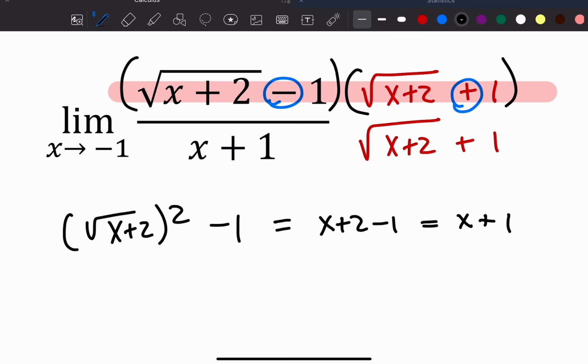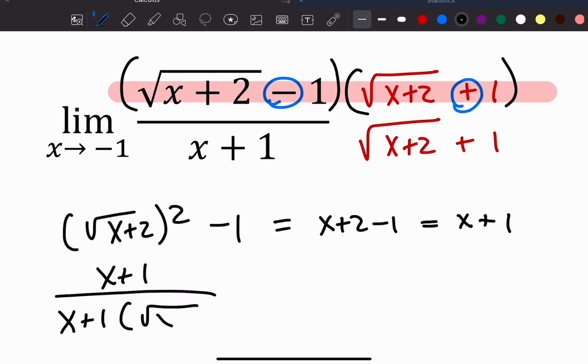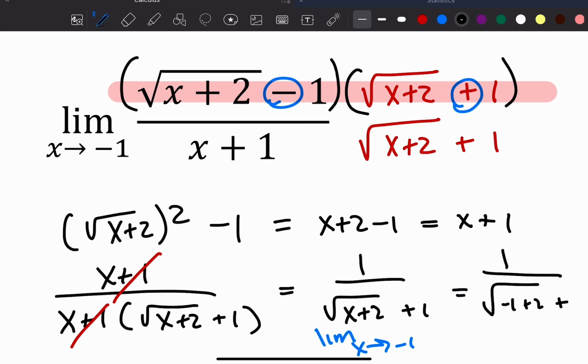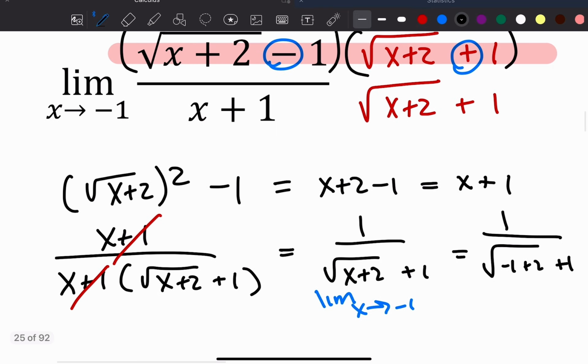So that means I have x plus 1 over x plus 1 times the square root of x plus 2 plus 1. So my x plus 1s are going to cancel out, and I'm left with 1 over the square root of x plus 2 plus 1. And I need to find this as the limit as x approaches negative 1. So this is equal to 1 over the square root of negative 1 plus 2 plus 1, which is equal to 1/2.